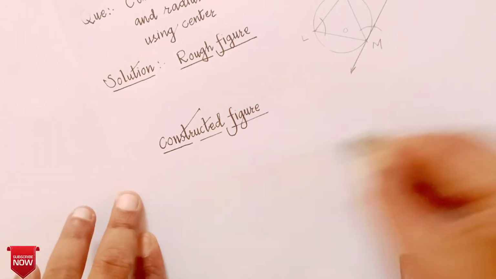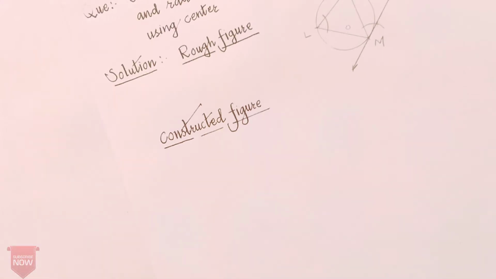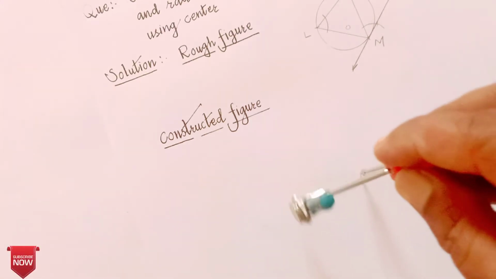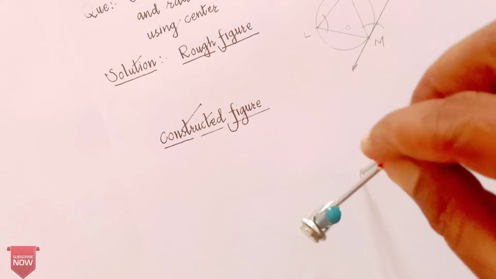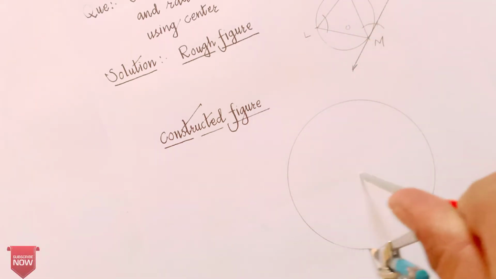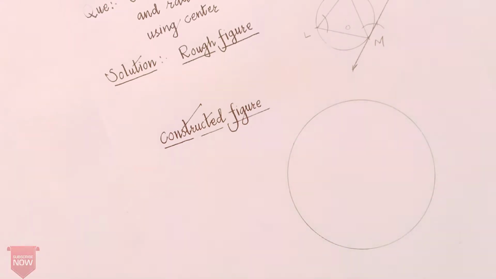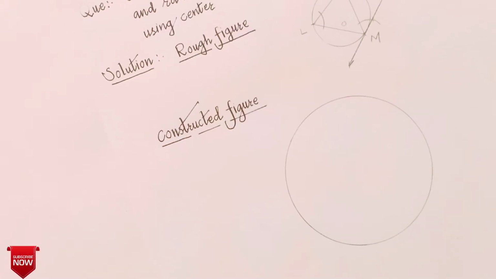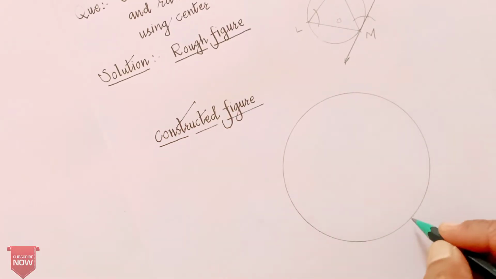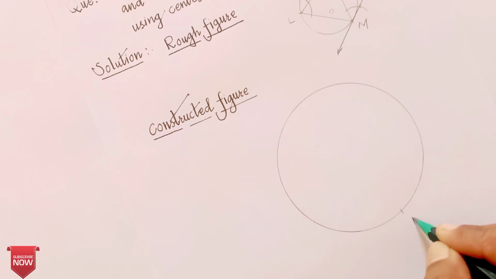It should be very clean, your page should be clean. Now draw here 4 centimeter radius. Draw a circle with a radius of 4 centimeter. After that you were given an instruction to mark a point M. This is your point M.